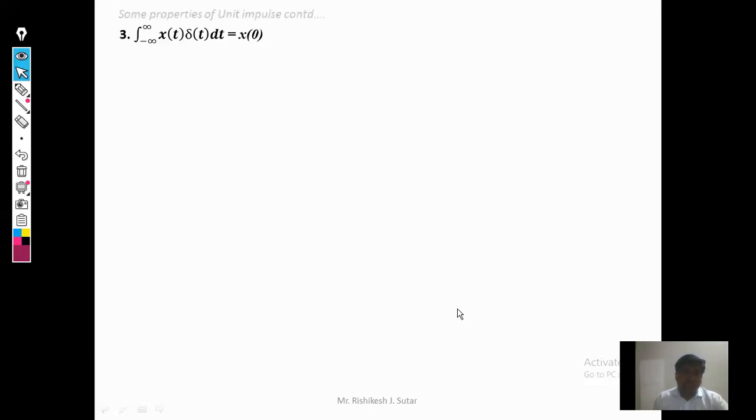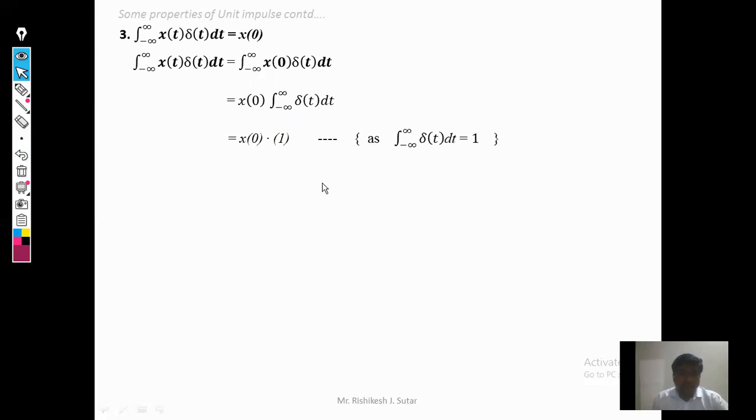Let us move towards the third property: integration of x of t delta of t dt is equal to x of 0. You can start with the left hand side. As you can see, this delta of t exists only at t equal to 0. So ultimately, I can replace this x of t with x of 0. Now this x of 0 is nothing but a constant with respect to this integration, so I can take it outside. What remains is the integration of delta of t dt, and that integration is equal to 1. So ultimately, what I'm getting is x of 0. So this is the proof.